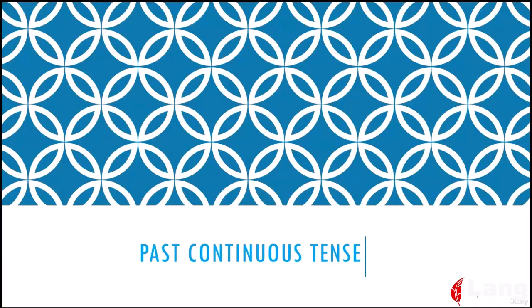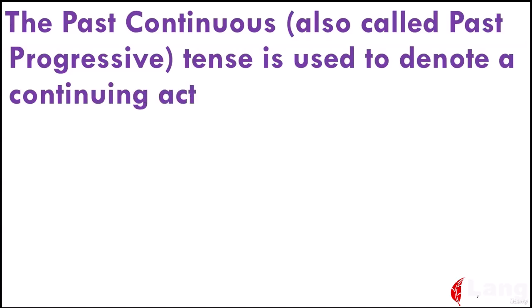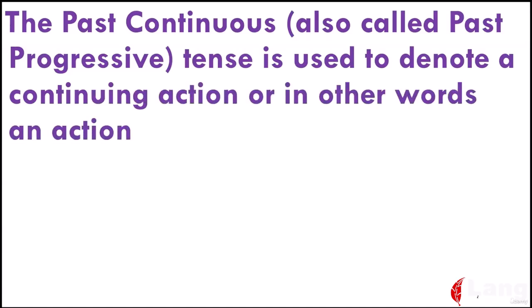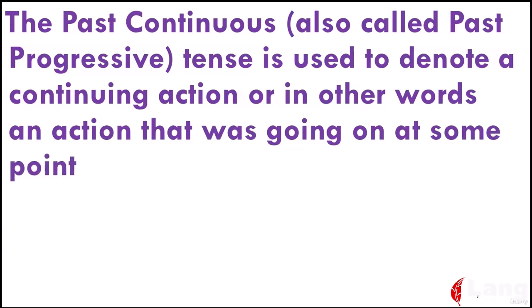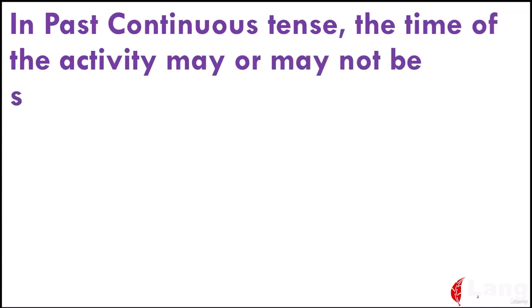In this lesson, we will discuss past continuous tense. The past continuous tense, also called past progressive tense, is used to denote a continuing action, or in other words, an action that was going on at some point in the past. In past continuous tense, the time of the activity may or may not be specified.